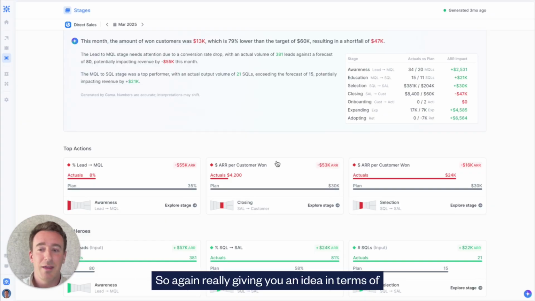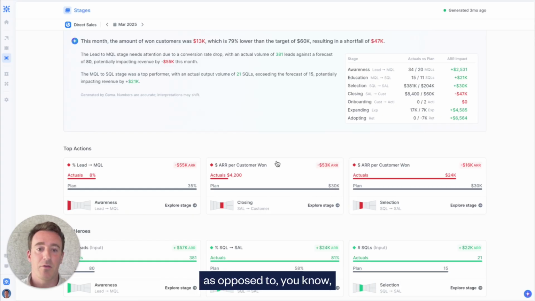So again, really giving you an idea in terms of where to steer the conversation on topics that will actually drive impact, as opposed to knowing that there's issues, but not necessarily knowing what is causing the biggest leakage.